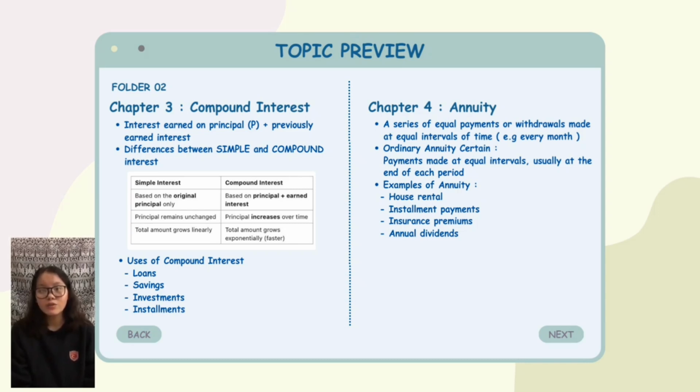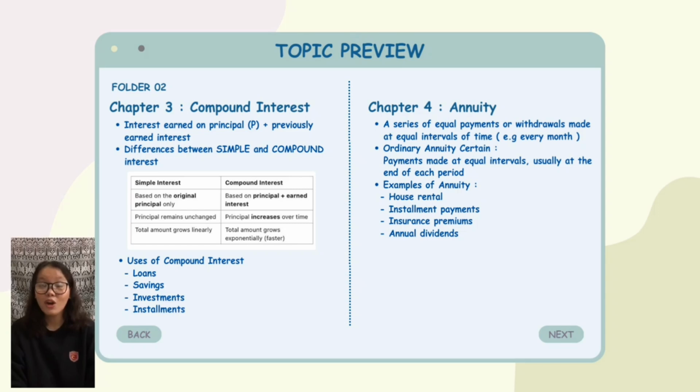The uses for compound interest: compound interest is usually used in terms of loan, investment, installment, and savings. That is all for chapter 3.